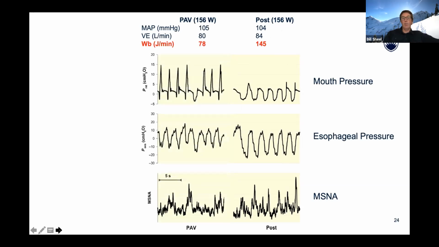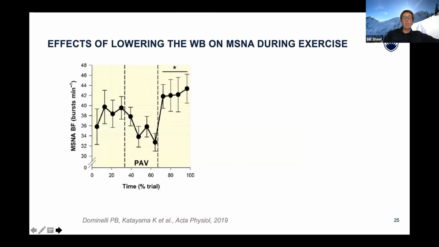When they're on the PAV, what do we see? There's a positive mouth pressure, which confirms that our device is breathing for the subject or pushing air into them. The esophageal pressure swings are much less, and the work of breathing is almost half. And the number of bursts per minute is just visually lower. So the mean data looks like this.